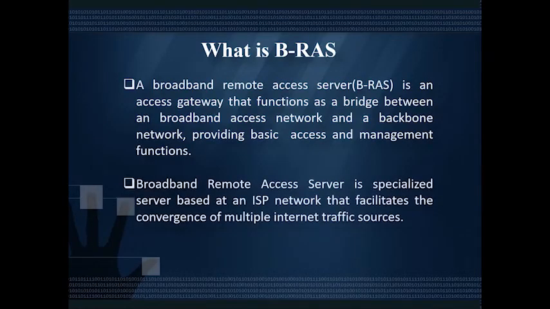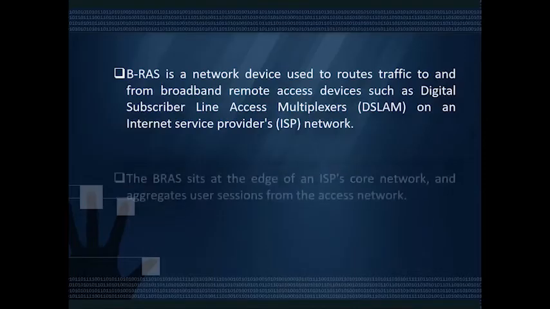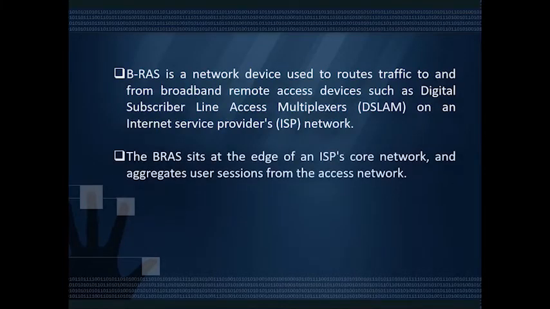A Broadband Remote Access Server is a specialized server based at an ISP network that facilitates the convergence of multiple internet traffic sources. These sources include cable, DSL, Ethernet or broadband wireless. BRAS is a network device used to route traffic to and from broadband remote access devices such as digital subscriber line access multiplexers on an internet service provider's network. The BRAS sits at the edge of an ISP's core network and aggregates user sessions from the access network.